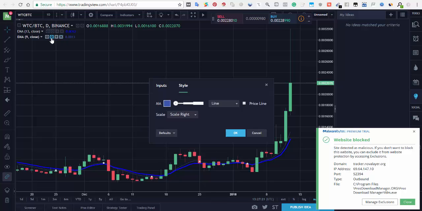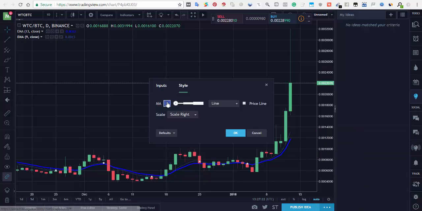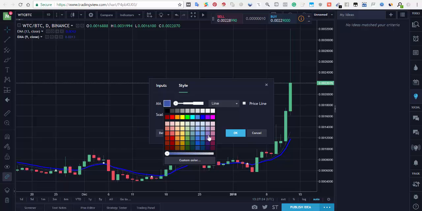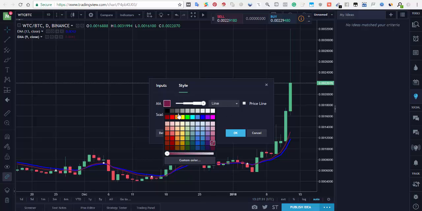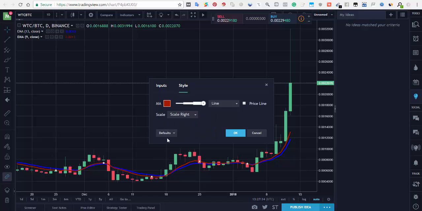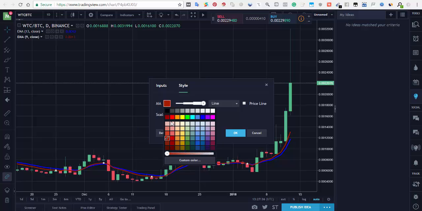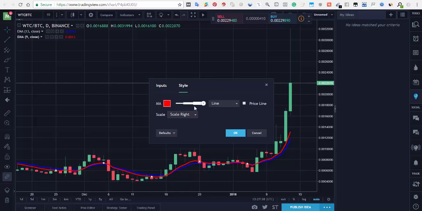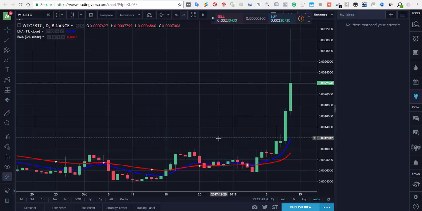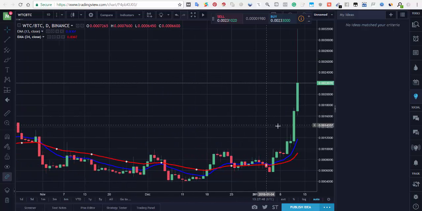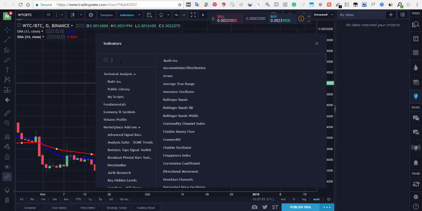Then this one, I'm going to make it lighter, since it's not really that obvious. Okay, cool. And I'm going to make this 34, so for every 34 candlesticks. All right. So now, another thing I want us to add here is MACD.